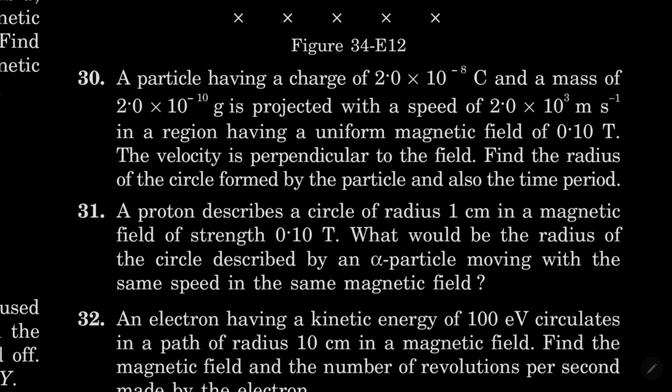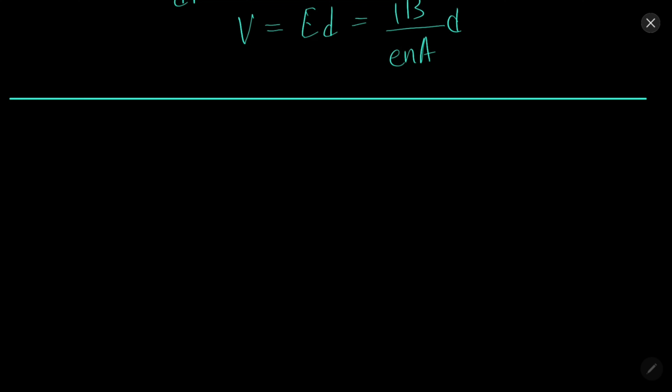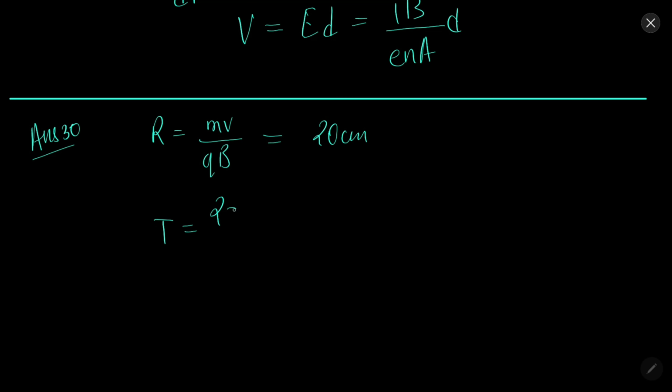In question 30, find the radius of the circle formed by the particle and the time period. Solution 30. So radius will be mv by qB, which will come out to be 20 centimeter. Time period will be 2 pi m by qB, which will be around 6.28 into 10 to the power minus 4 seconds.